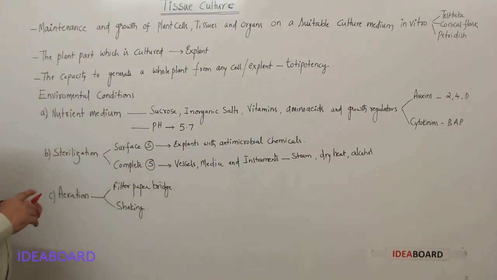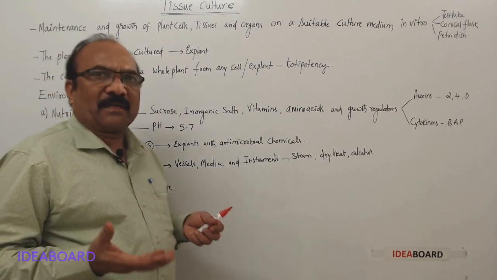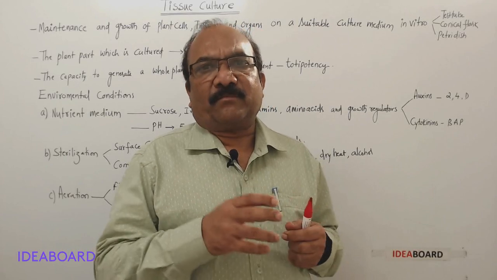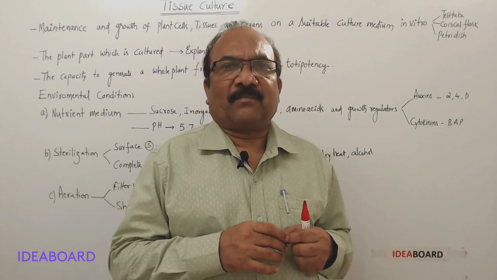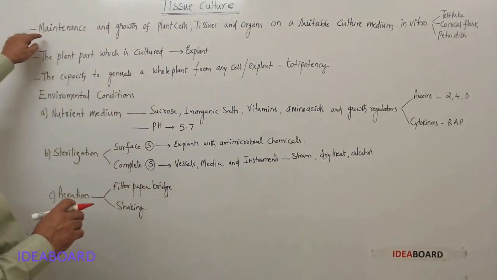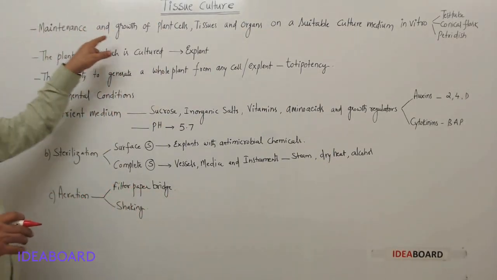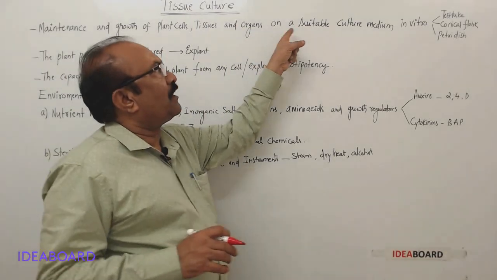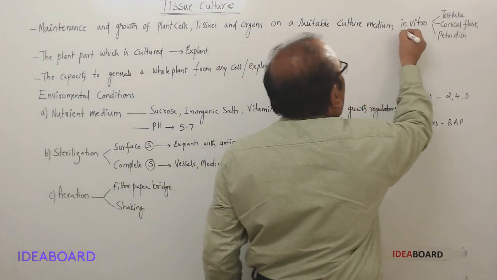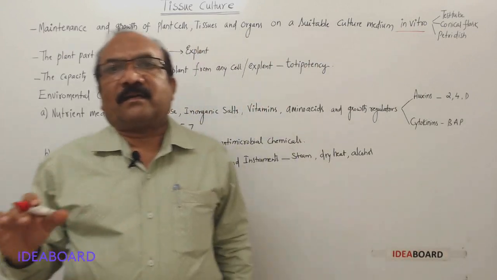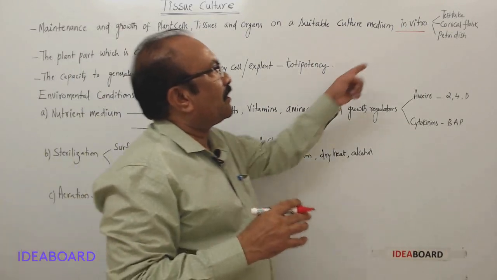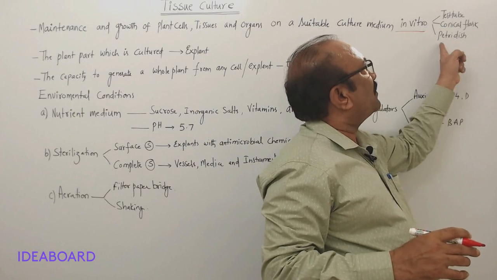And in tissue culture, what we find is we culture the plants from the plant cells, or from the tissues, or from the organs of the plant. And this is the definition of tissue culture: maintenance and growth of plant cells, tissues and organs on a suitable culture medium in vitro. In vitro means not under natural conditions, in lab conditions, using either a test tube or conical flask or petri dish.